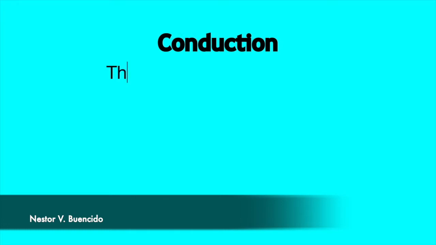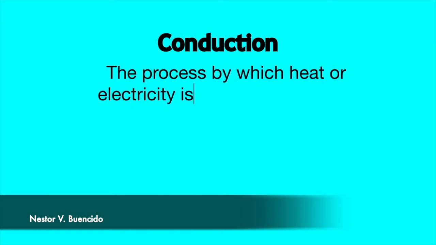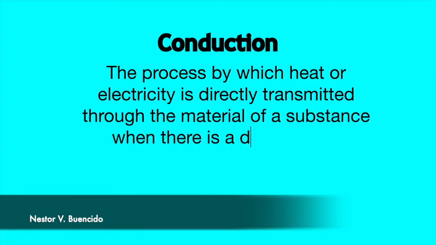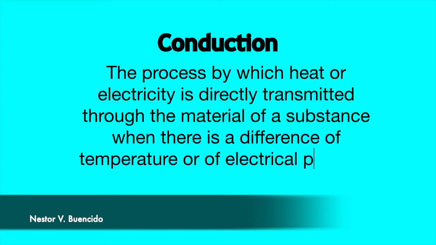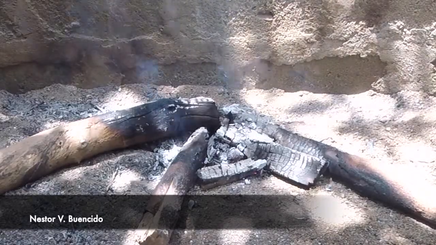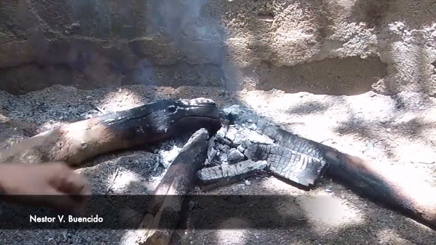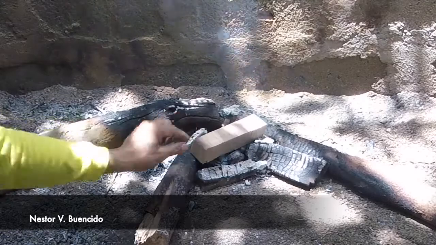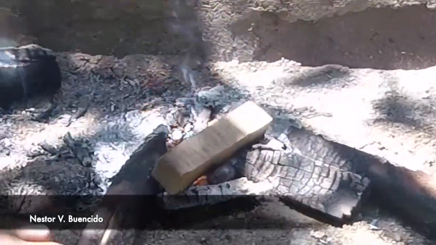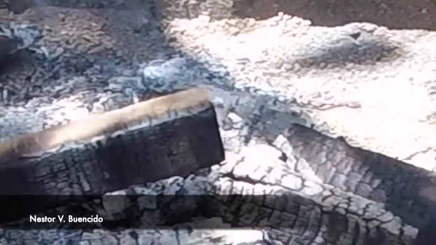Conduction, the process by which heat or electricity is directly transmitted through the material of a substance when there is a difference of temperature or of electrical potential between adjoining regions, without movement of the material. Take the case of a burning piece of wood. When a non-flaming wood is put close enough to the burning wood, the result would be that the non-flaming wood catches fire by its closeness to the burning wood and both having difference in temperature.